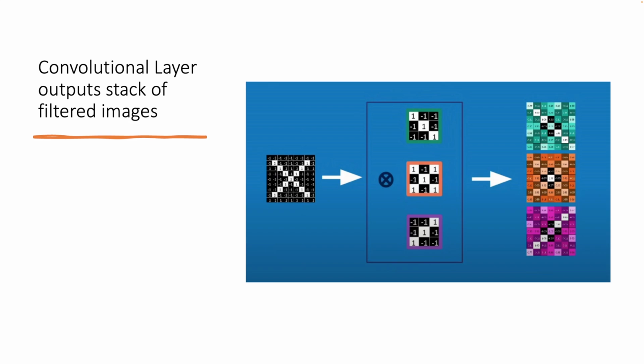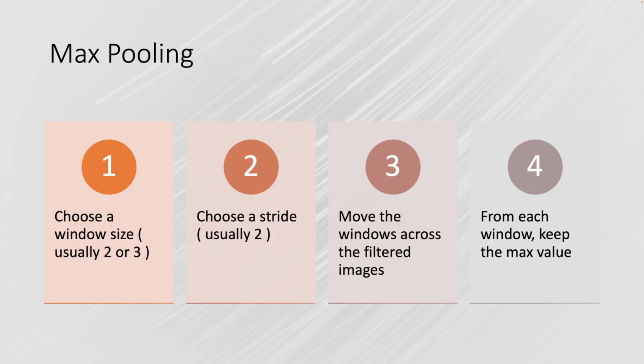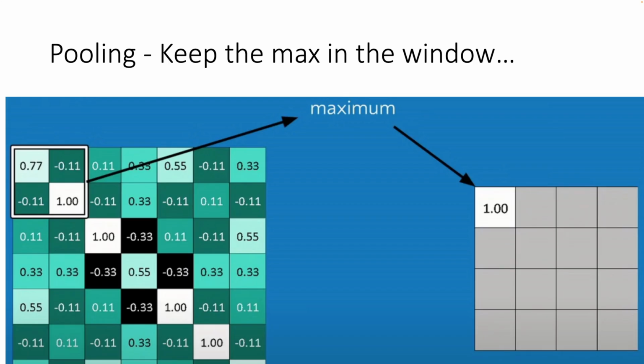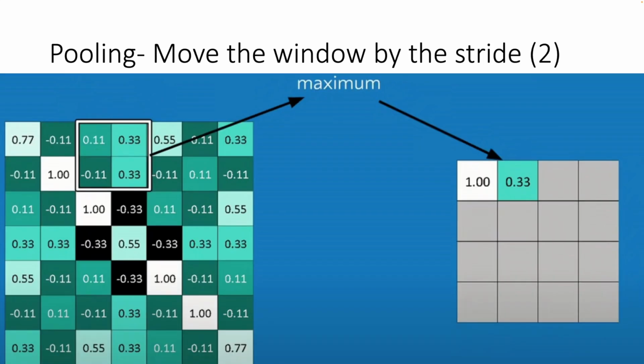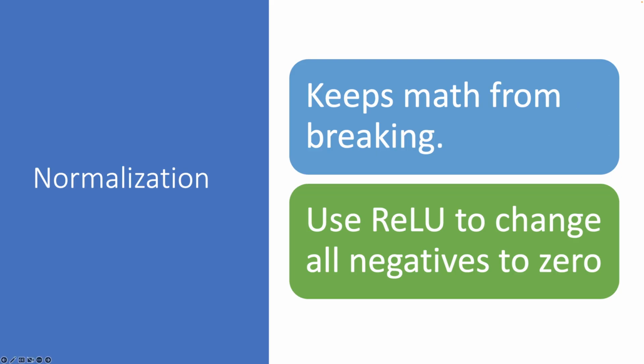Sometimes we get images that are bytes, 0 to 255, and we have to normalize those down from 0 to 1 with a floating point number. So that's one way we're probably going to have to normalize. Another way, of course, is using ReLU to get rid of the negatives as well. Long story short, it keeps the math from breaking and us getting very, very large numbers within our network, because we don't want overflow errors or anything like that.